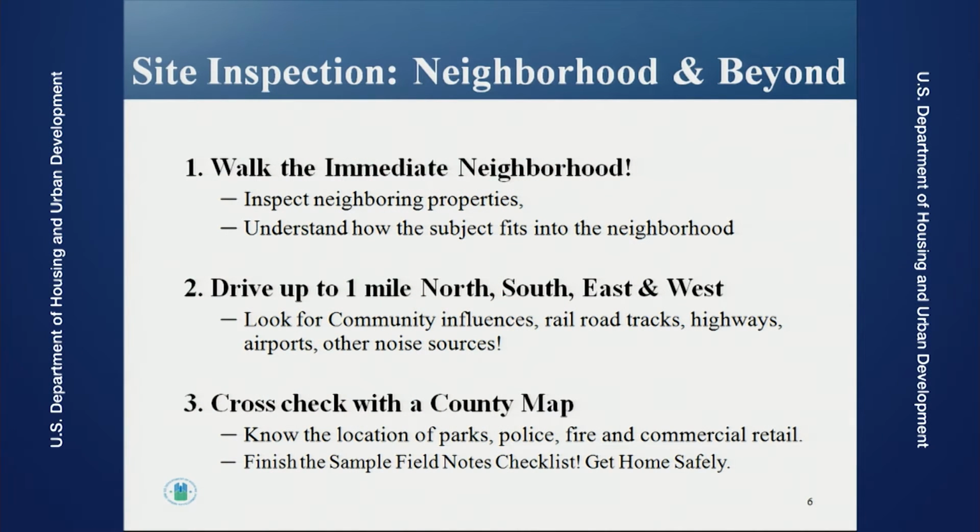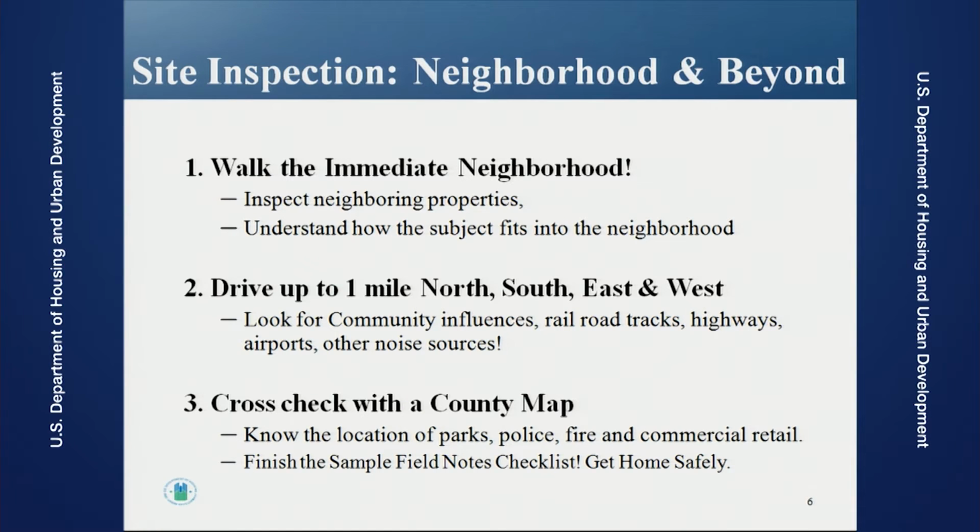After that, I drive up to 1 mile north, south, east, and west. Again, 1 mile is sufficient for a rural or suburban area. What you really want to do, though, is get out of the immediate neighborhood and see what you can't see from line of sight from the subject property and from the neighborhood. 1 mile basically takes you to most of the influences that will be impacting your site.